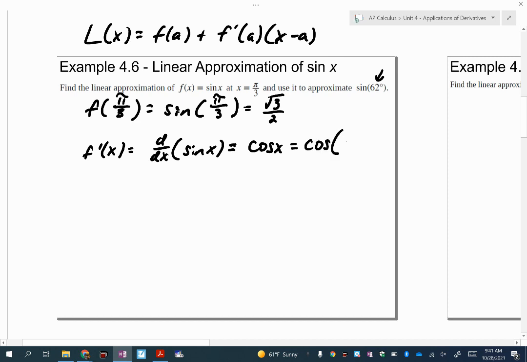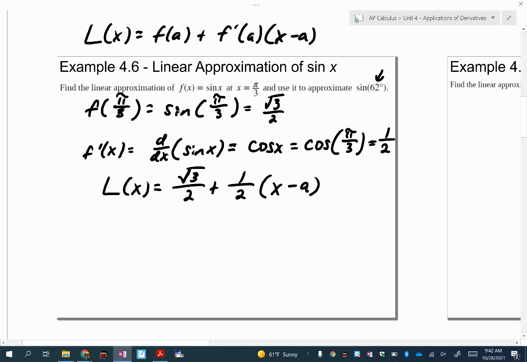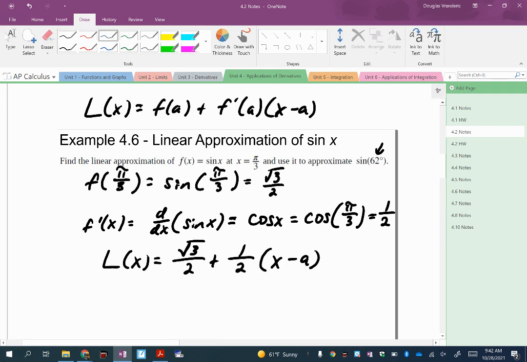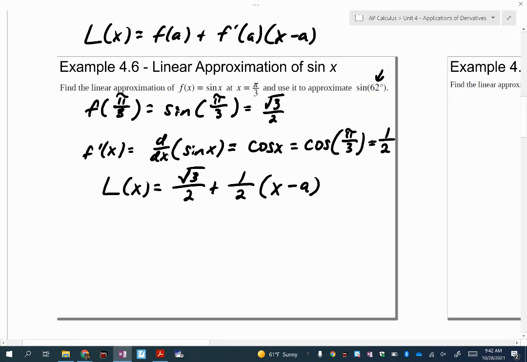So the cosine of pi over 3 is going to give me my slope. If the sine of pi over 3 was the square root of 3 over 2, the cosine of pi over 3 is 1/2. So that's my slope, or f prime of a. All right, so I'm ready to write it. Here's a linear approximation for any value you want to plug in. We have f of a, which is the square root of 3 over 2, plus f prime of a, which is 1/2, times x minus a. I'm going to use this to approximate the sine of 62 degrees.